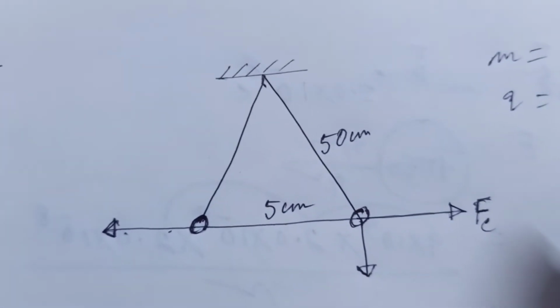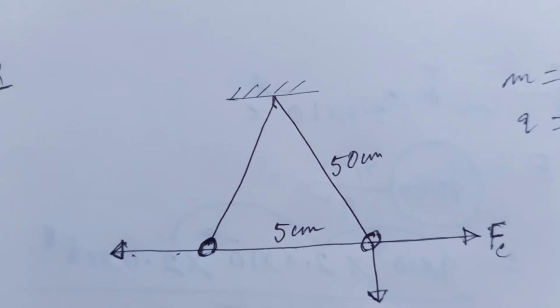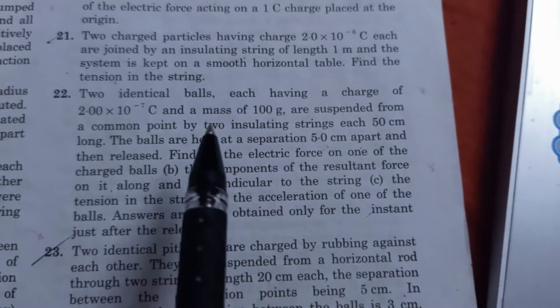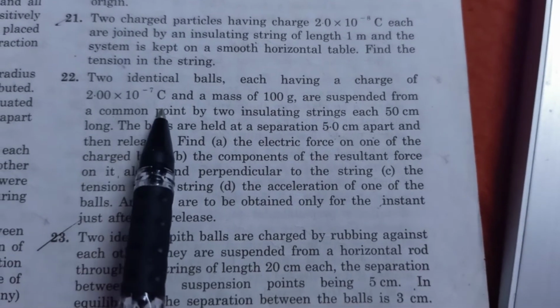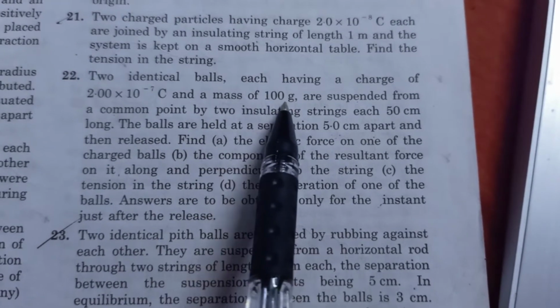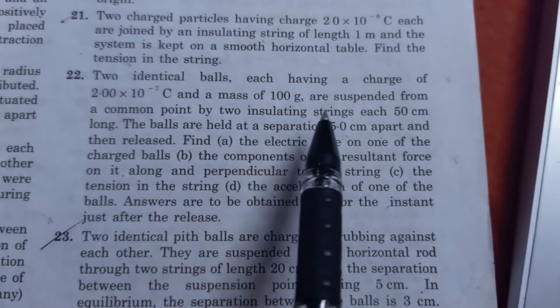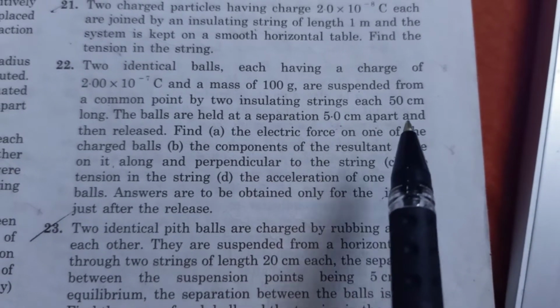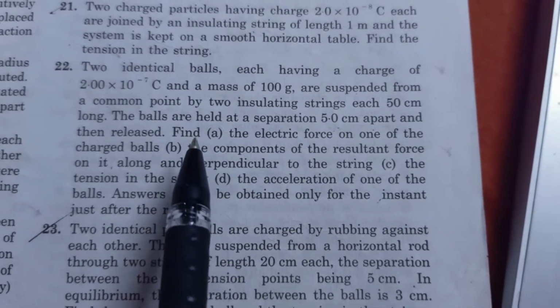So this is the figure. First of all, figure out the problem and think about it. Two identical balls, each having a charge of this value and a mass of 100 gram, are suspended from a common point by two insulating strings, each of 50 centimeter length. The balls are held at a separation of 5 centimeter apart and then released.